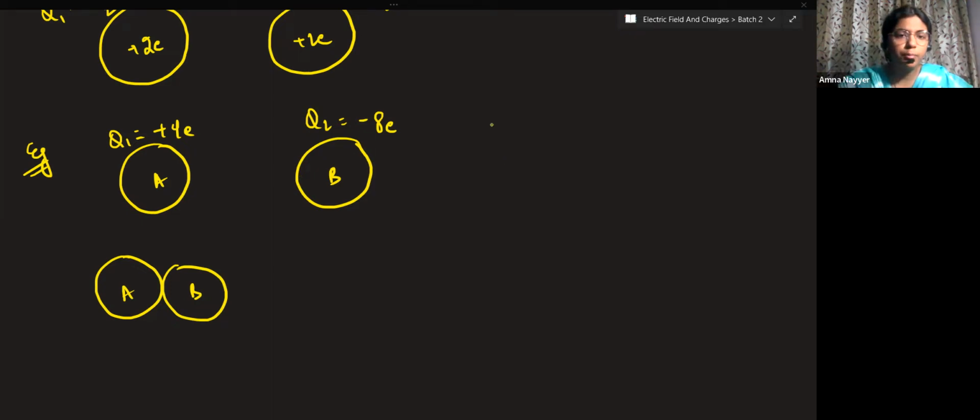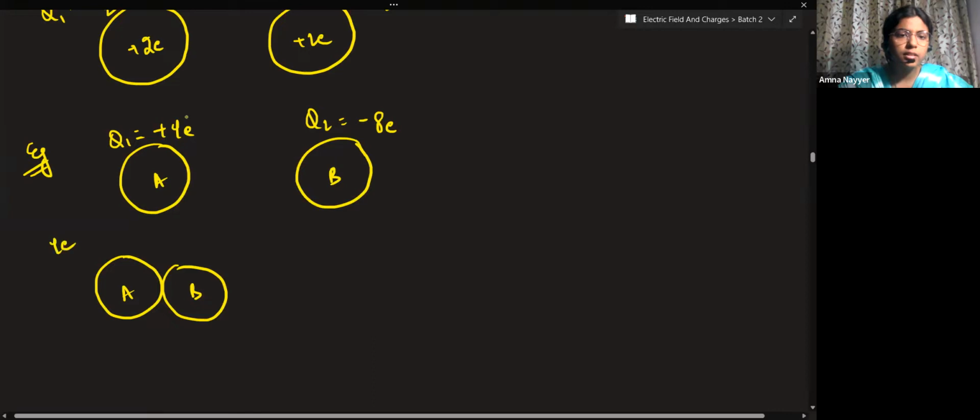See, if you take plus 4e minus 8e divided by 2. 4e minus 8e is what? This is minus 4e. Minus 4e divided by 2 becomes minus 2e. So here it will receive minus 2e and this will also receive minus 2e.